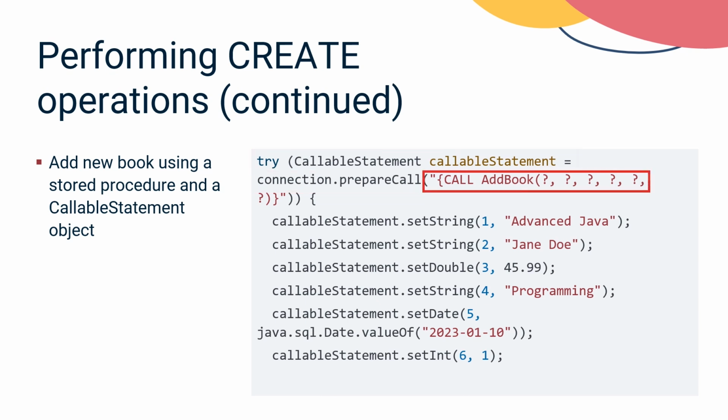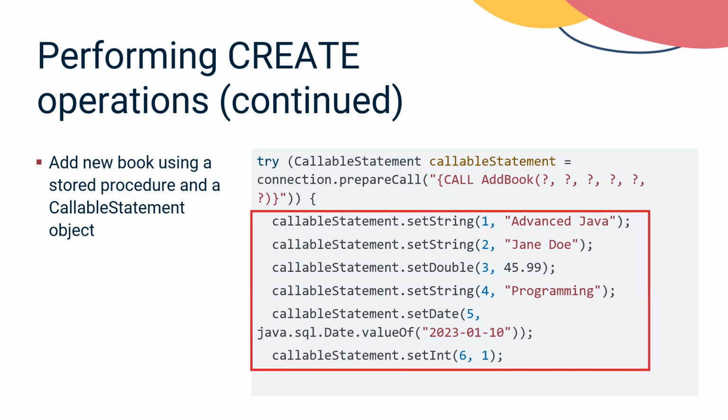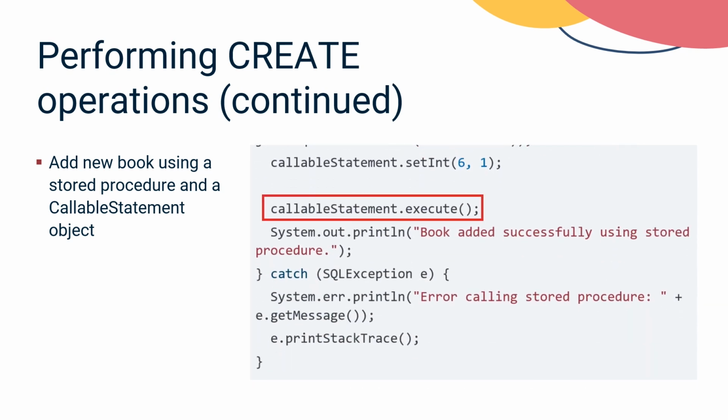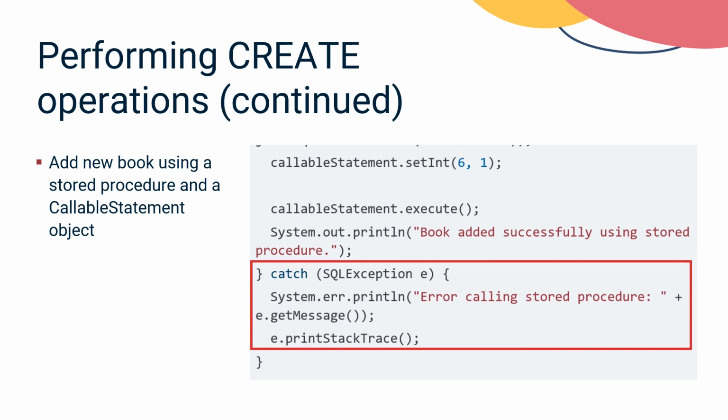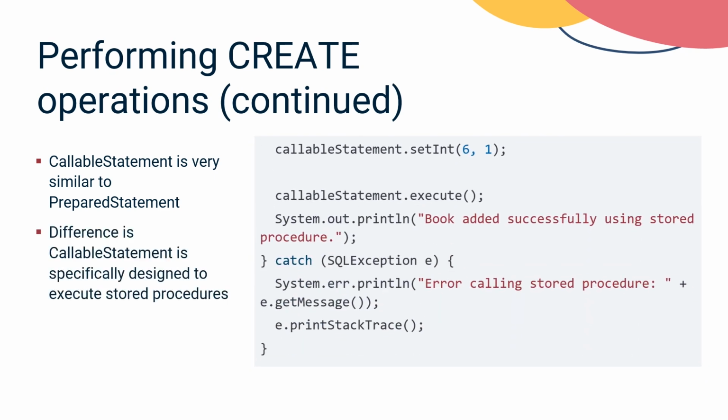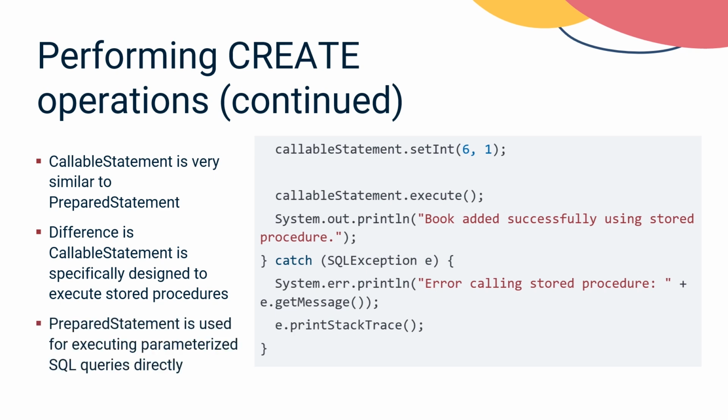Then the query is executed to insert a book into the books table using parameters as dynamic values instead of hard-coded specific values. As before, these parameters are set using the setString, setDouble, setDate, and setInt methods. Then the executeUpdate method on the callable statement object inserts the new row into the database. As before, any exception that occurs is passed into the catch block. You can see that this callable statement is very similar to the prepared statement. The key difference being that callable statement is specifically designed to execute stored procedures, while prepared statement is used for executing parameterized SQL queries directly.